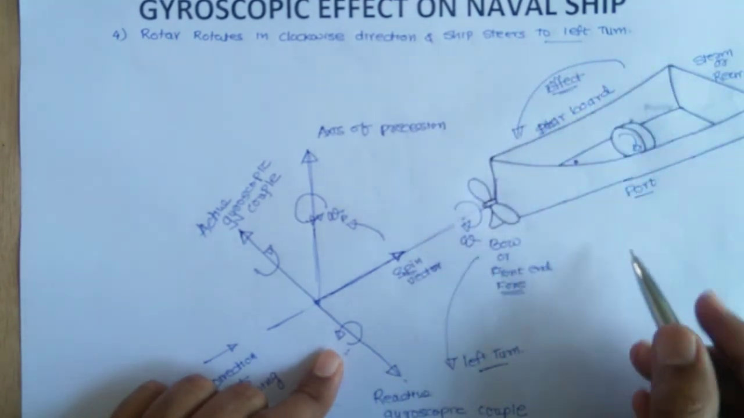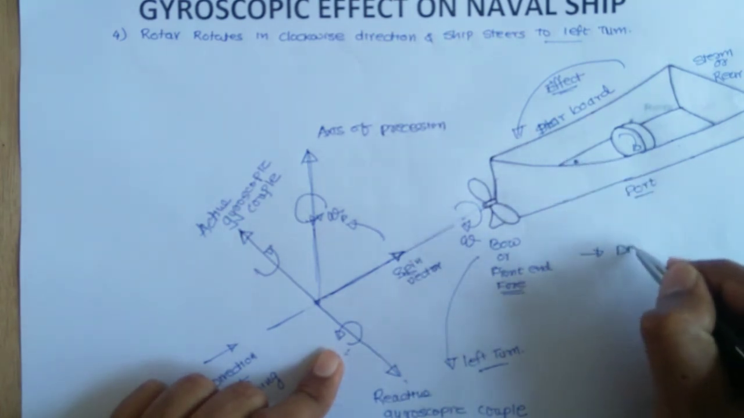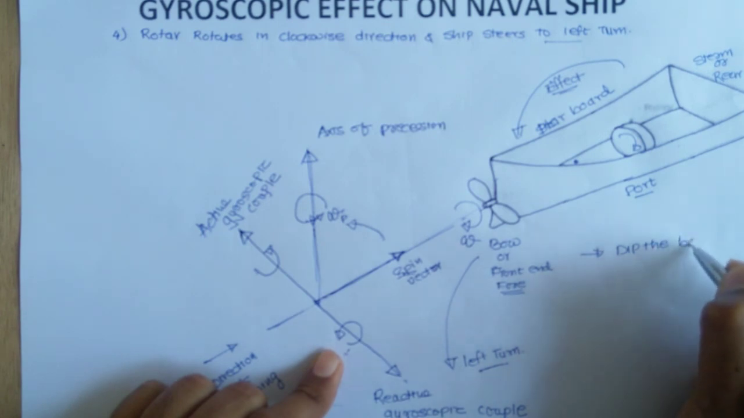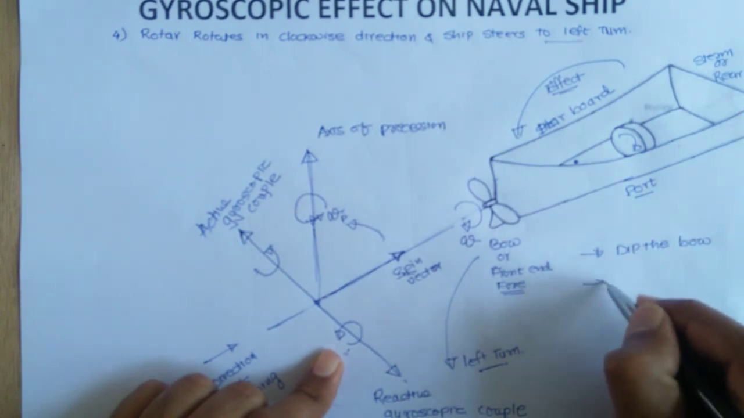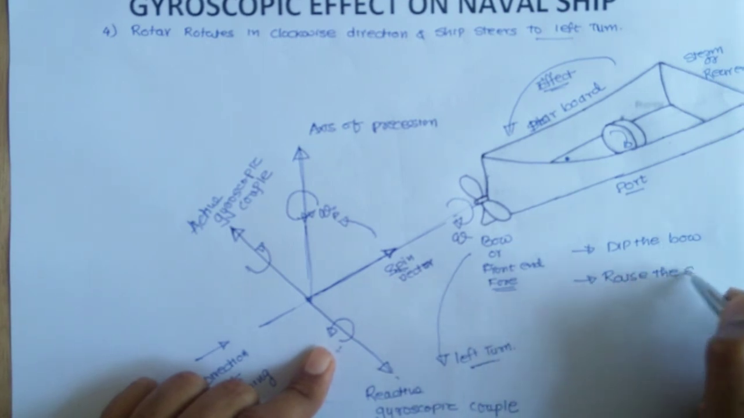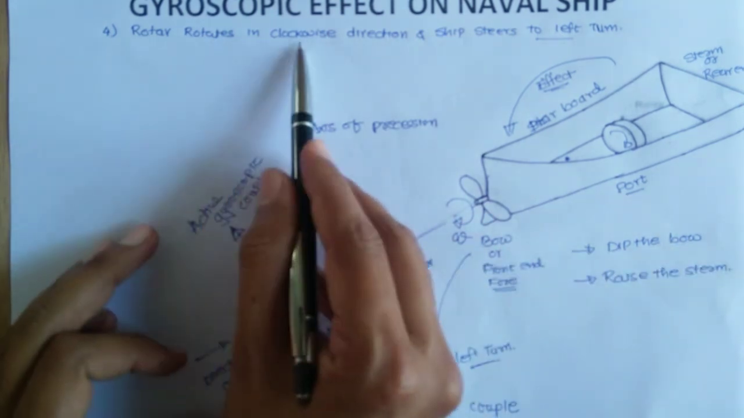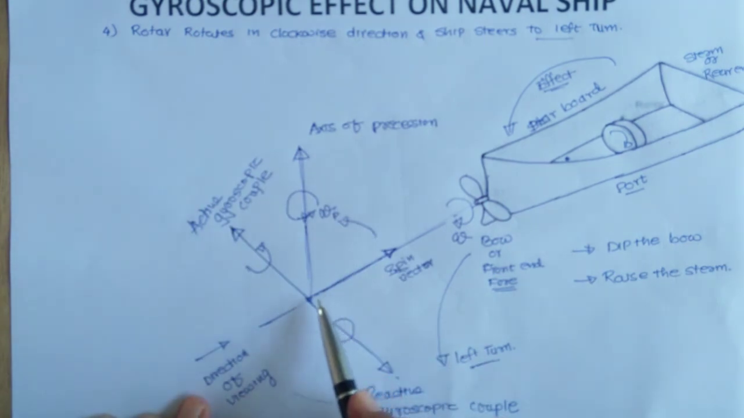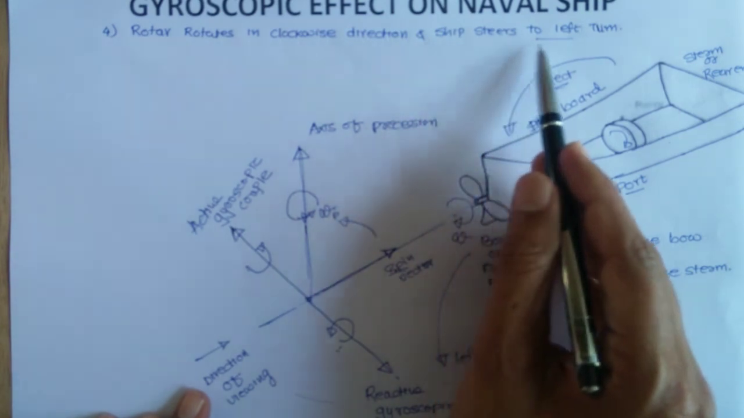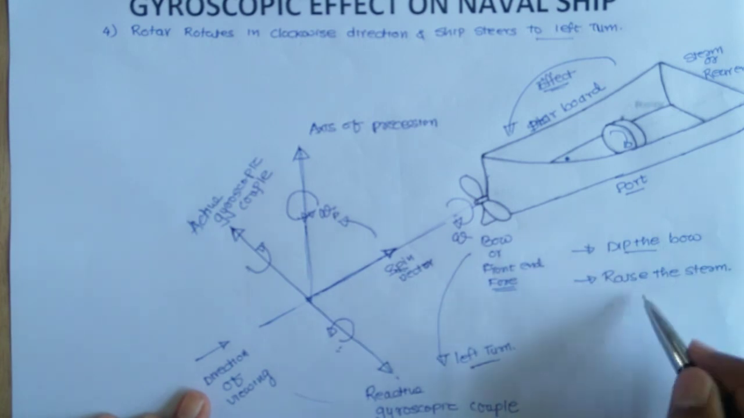So if we see the effect, then the effect will be to dip the bow and raise the stern. So in a simple way, we can say that when the rotor is rotating in clockwise direction, when we see from the fore end of the ship, and the ship is taking a turn towards the left direction, then the bow will be deep and the stern will rise.